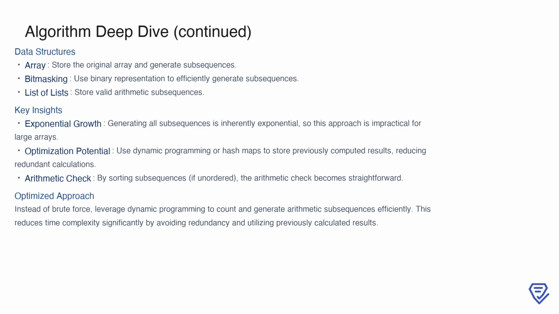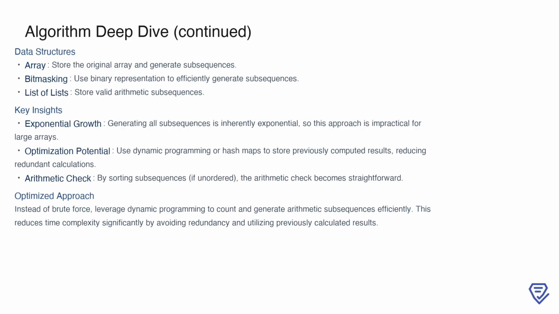To implement the brute force approach, we rely on a few key data structures. The original array is stored as is, while subsequences are generated using bit masking, which provides an efficient way to iterate through all possible combinations of array elements. The valid arithmetic subsequences that pass the checks are then stored in a list of lists for output. However, generating all subsequences inherently leads to exponential growth in computation, making this approach infeasible for larger inputs. This is where optimizations come into play.